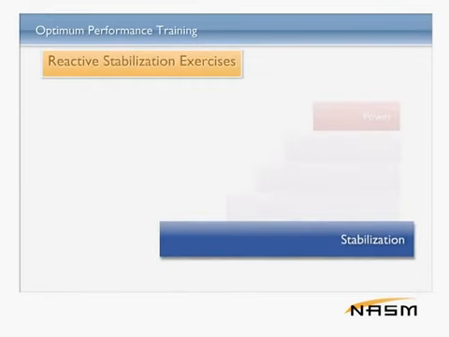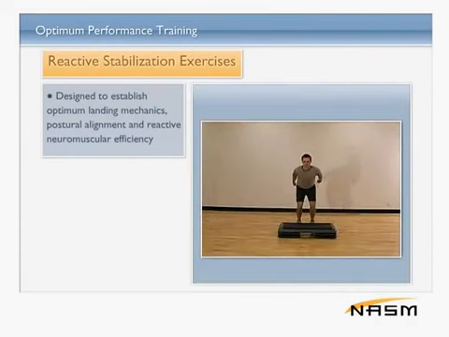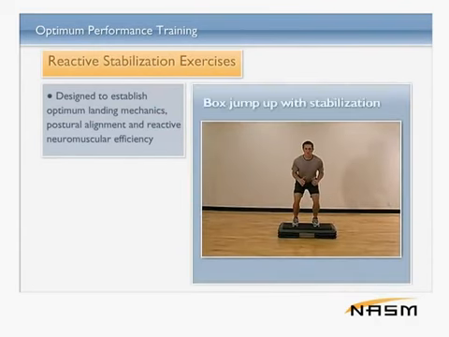In reactive stabilization training, exercises are designed to establish optimum landing mechanics, postural alignment, and reactive neuromuscular efficiency. When an individual lands during these exercises, he or she should hold the landing position or stabilize for 3 to 5 seconds before repeating. The first example exercise in the reactive stabilization series is the box jump up with stabilization.